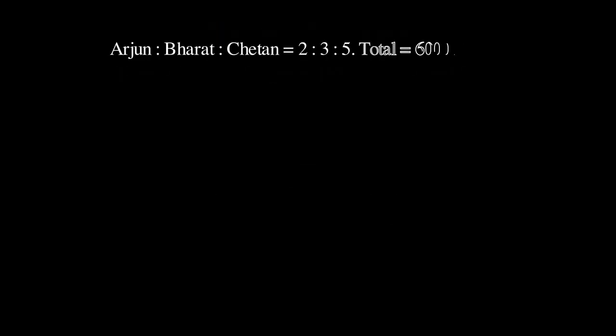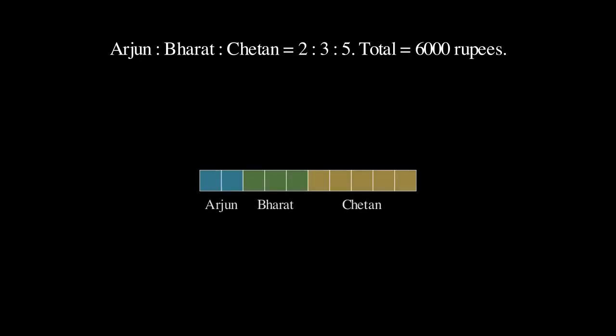3 brothers, Arjun, Burrit, and Chetan, invest money in a shop in the ratio 2 is to 3 is to 5. If the total investment is 6,000 rupees, find each brother's share of investment. This is a 3-way split, just like sharing among 3 people, so we still add up all the parts first and then find what one part is worth.